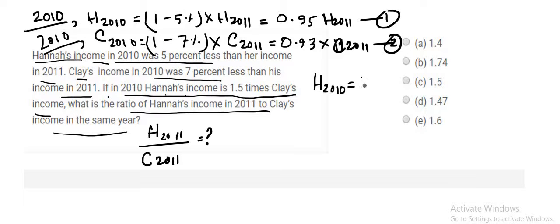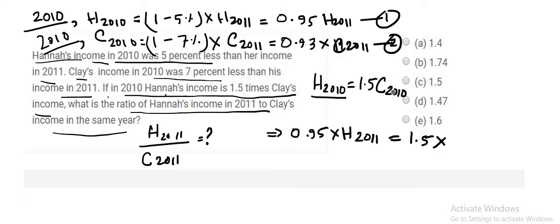that is, in 2010 Hannah's income is 1.5 times Clay's income. So we can replace these using equations 1 and 2. So H 2010 is actually 0.95 times Hannah's earning in 2011. Similarly, C 2010 from equation 2 is 0.93 of his earning in 2011.